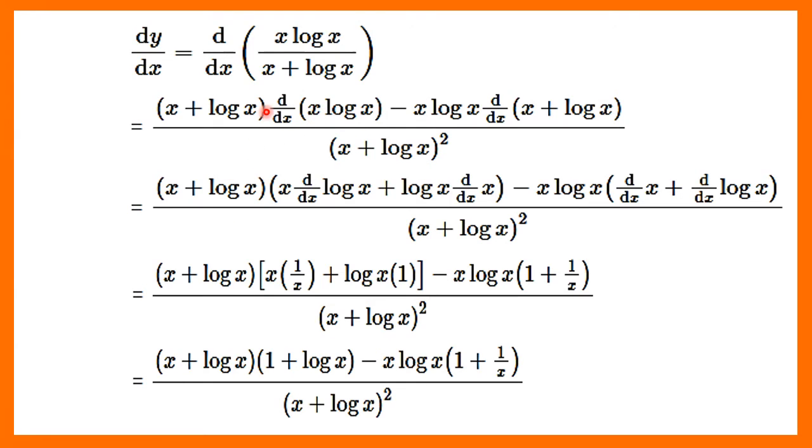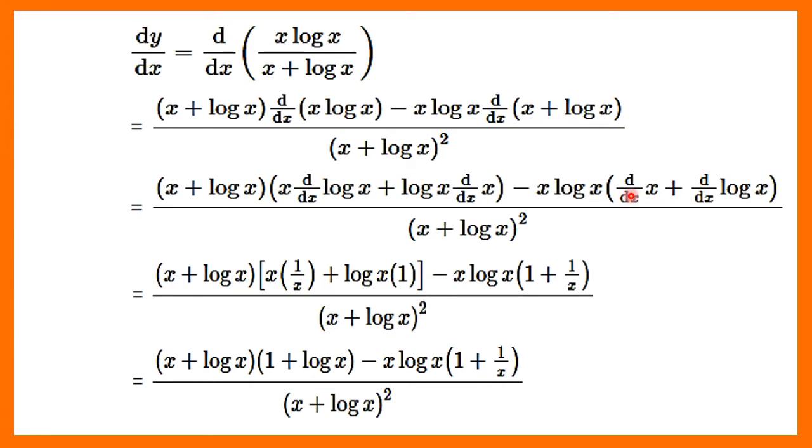And find the derivative of the required terms, that is x plus log x into derivative of x log x. And we know x log x is the product form, so u into v form, so x into derivative of log x plus log x into derivative of x, minus x log x into derivative of the sum of two terms.